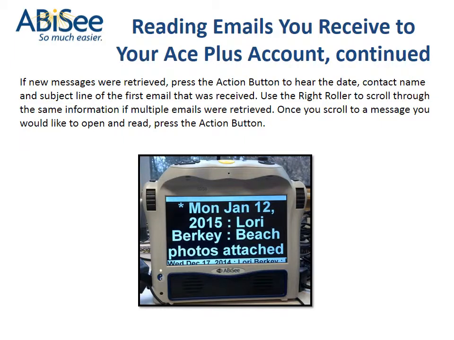Reading emails you received to your Ace Plus account, continued. If new messages were retrieved, press the action button to hear the date, contact name and subject line of the first email that was received. Use the right roller to scroll through the same information if multiple emails were retrieved. Once you scroll to a message you would like to open and read, press the action button.